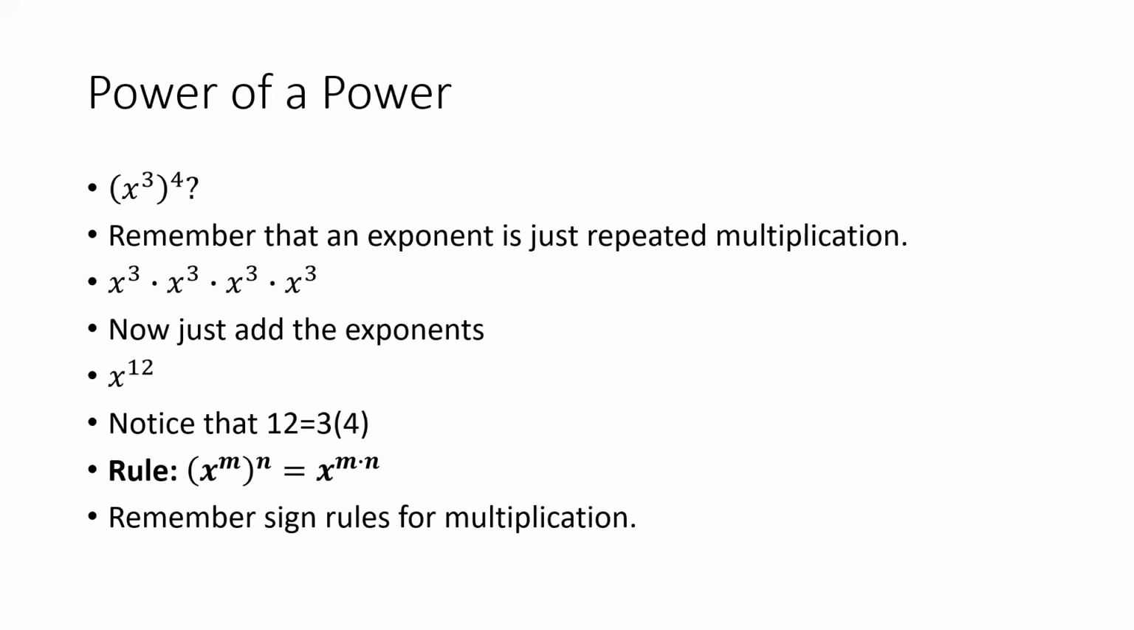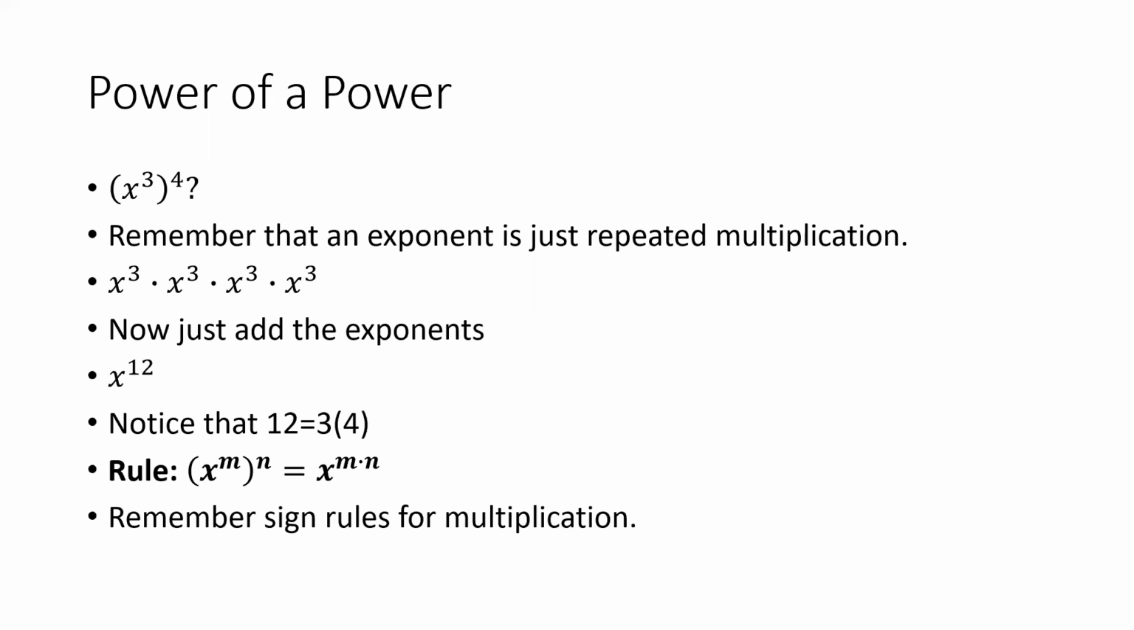Notice that 12 equals 3 times 4. So the power rule for exponents is that x to the third to the fourth power is the same as x to the 3 times 4, or x to the 12th power. And for any m or n, x to the m raised to the n equals x to the m times n. And this works. I just showed you a proof for an easy one.